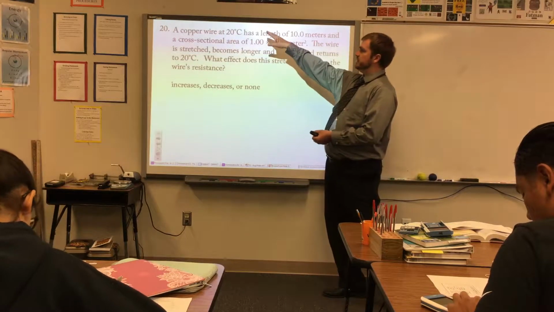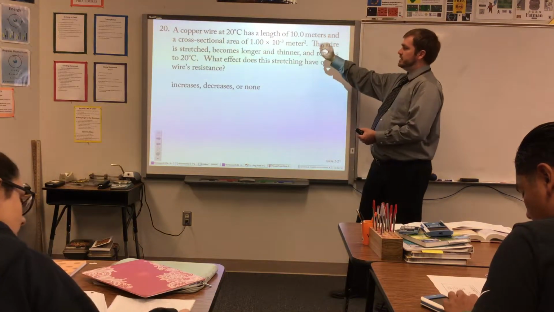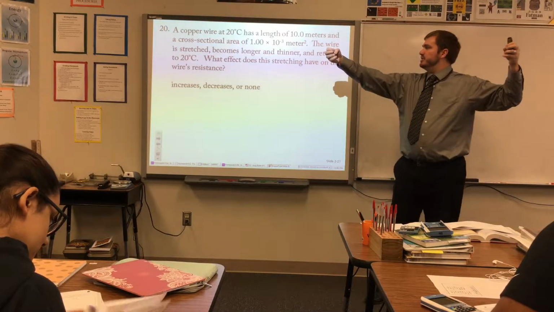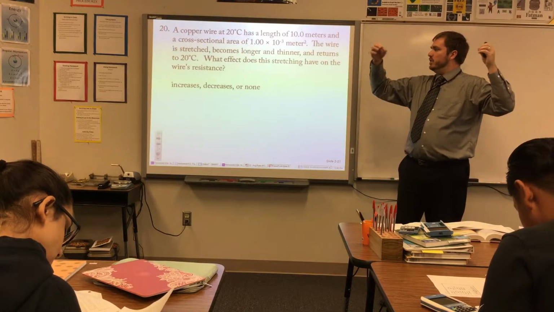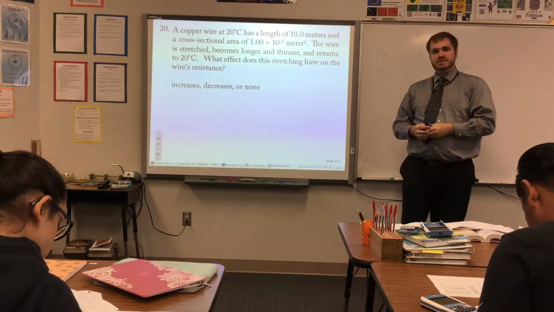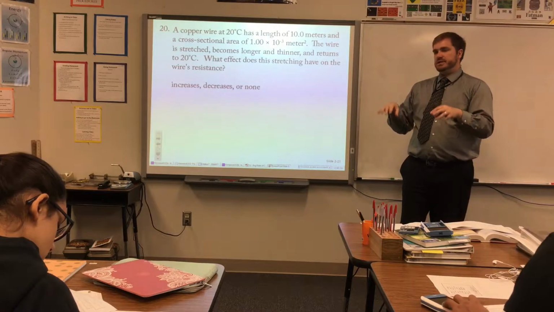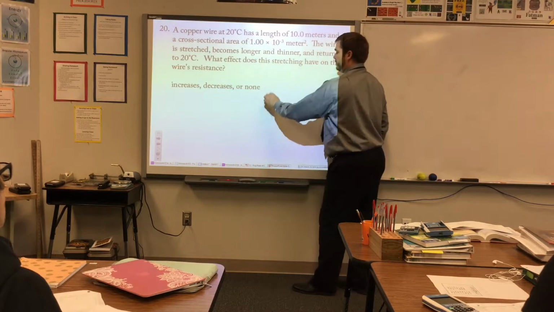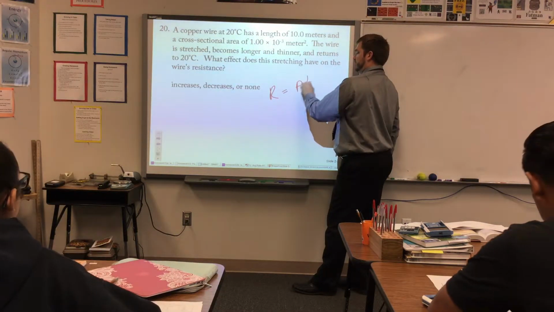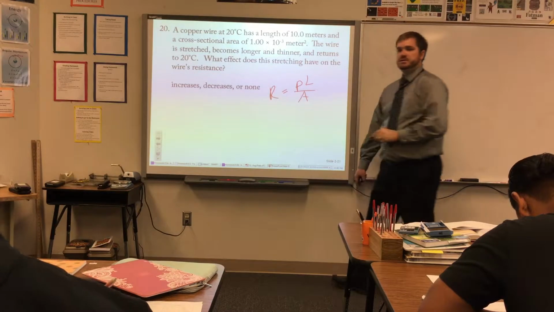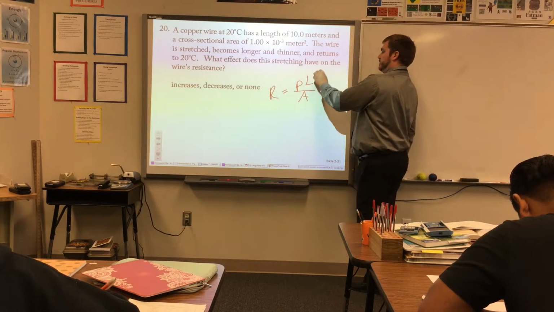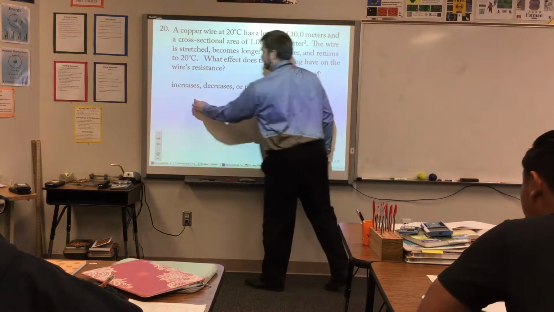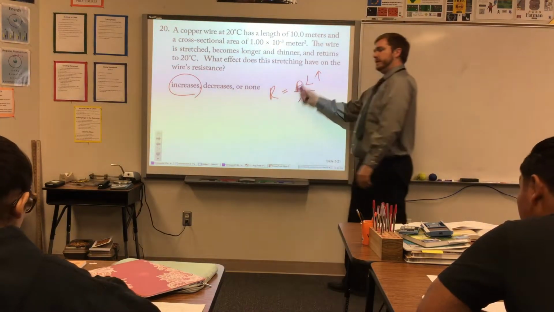A copper wire at 20 degrees Celsius has a length of 10 meters and a cross-sectional area of this. The wire is stretched, becomes longer and thinner, and returns to 20 degrees Celsius. What effect does this stretching have on the wire's resistance? Does it increase, decrease, or none at all? So, remember your formula. Resistance equals rho L over A. What did we change? The length. We increased it. How's that going to affect the resistance? It's going to go up. Numerator, direct proportions. Great.